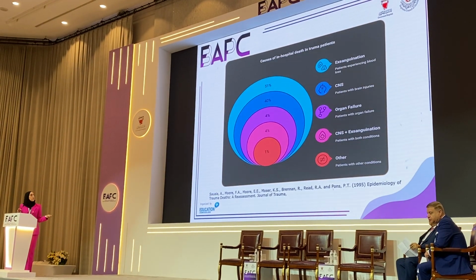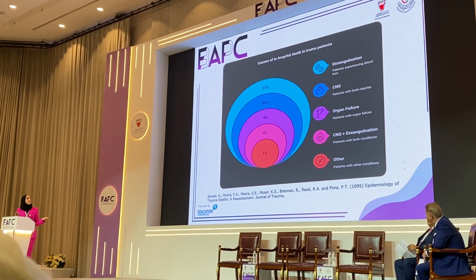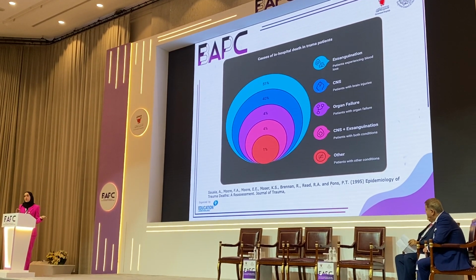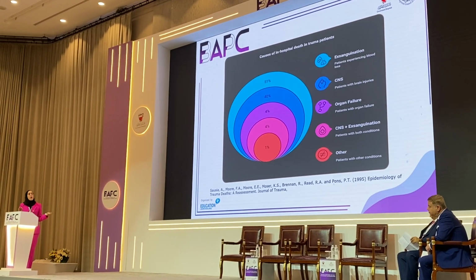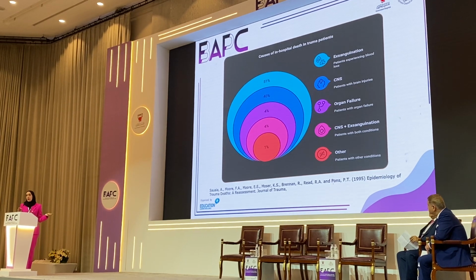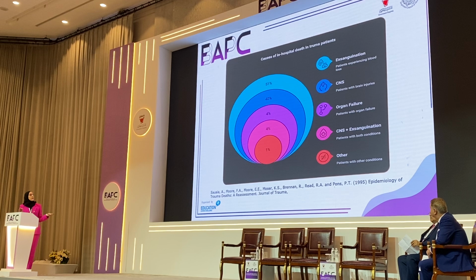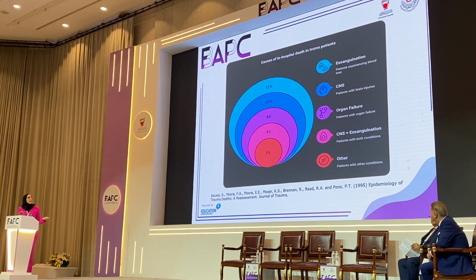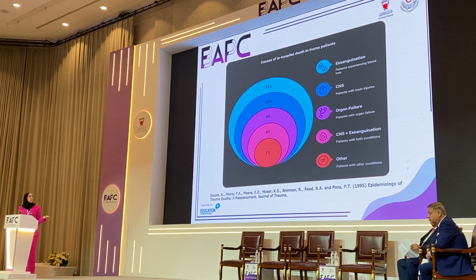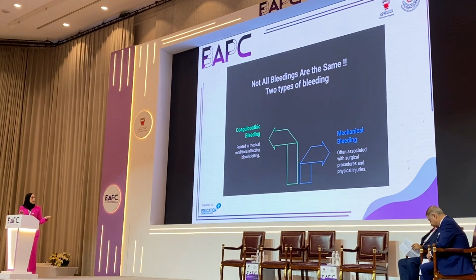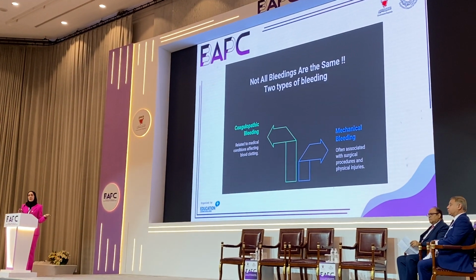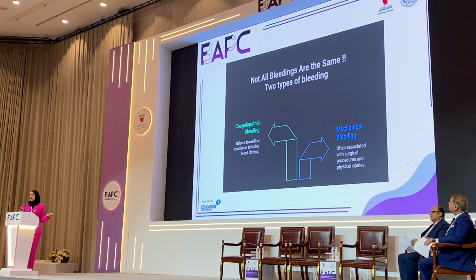Now, this diagram shows you that the commonest cause of in-hospital death in trauma patients is exsanguination, coagulopathy, or uncontrolled bleeding. That's why we're going to talk about it in more detail. The second commonest cause is CNS injury, and the third is multi-organ failure.